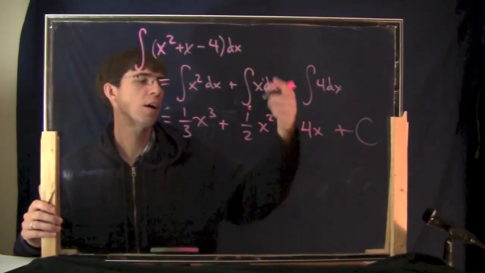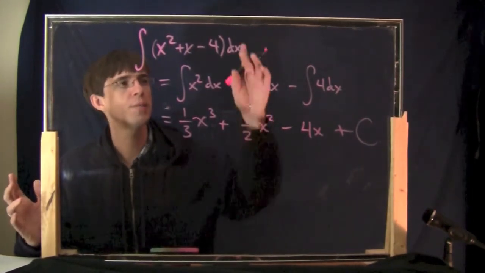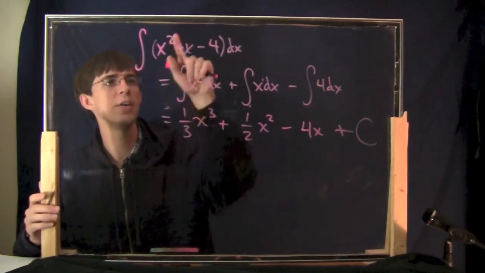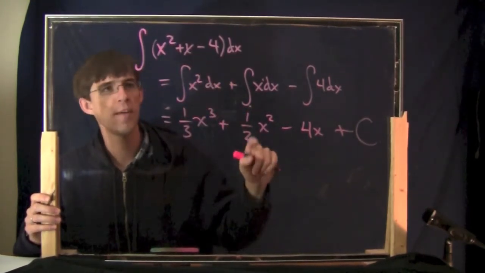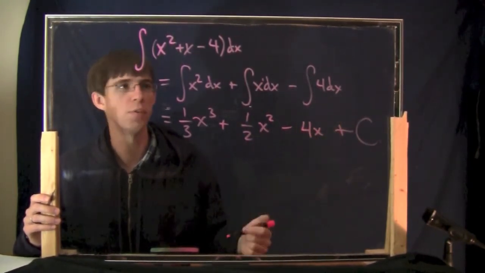Now, I sort of did a couple steps here. Ordinarily, though, once you know what you're doing, I expect you to be able to just go from here to here in one step. You just go down the line here. You say, okay, x squared turns into 1/3 x cubed. The x turns into 1/2 x squared. The 4 turns into 4x. And I'll put the plus c, and that's all there is to it.